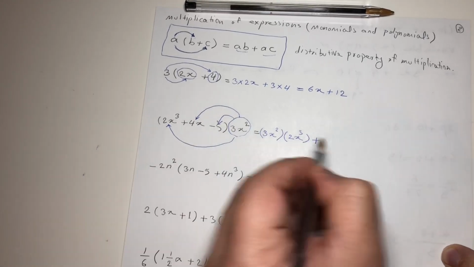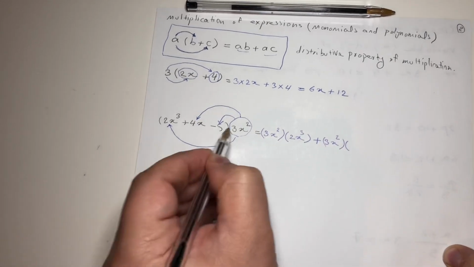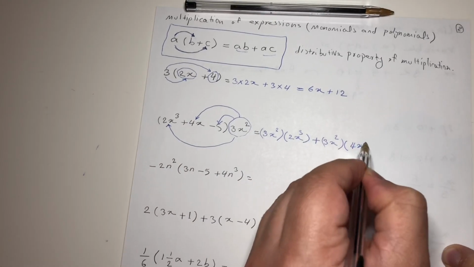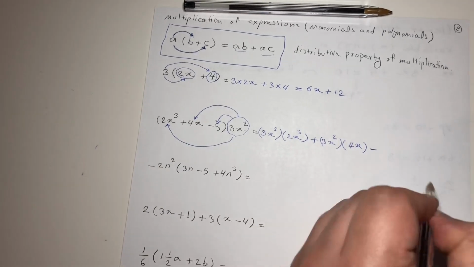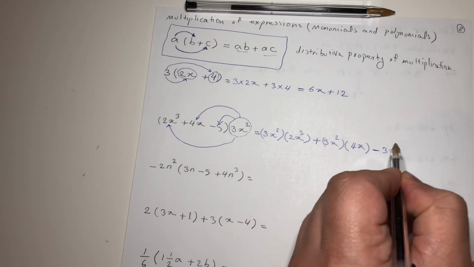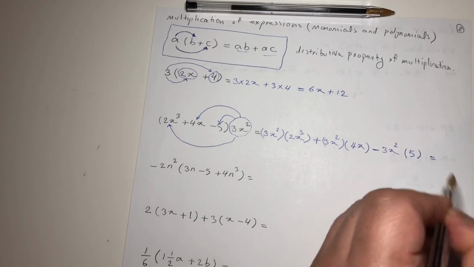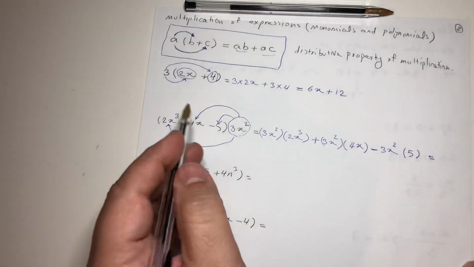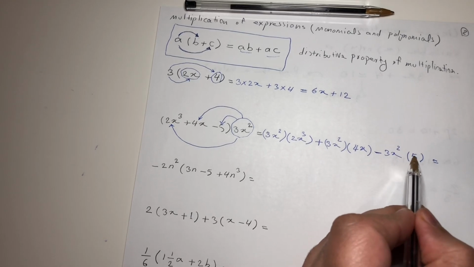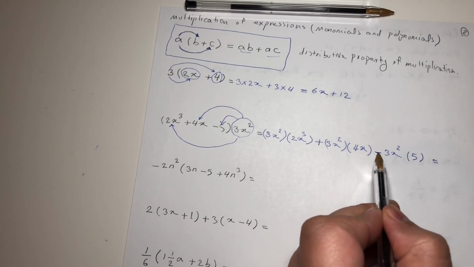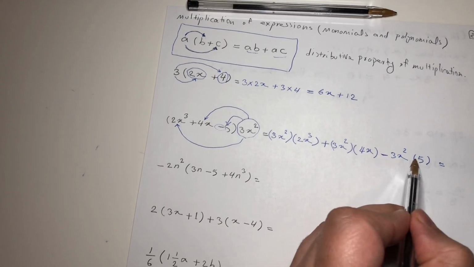plus 3x2 by 4x, and lastly, for the last term, we have a minus sign here, so we put minus 3x2 by 5. You notice that I put the minus sign first, so here in the brackets I only have the number 5 because I have put the minus sign that we had here outside the brackets.